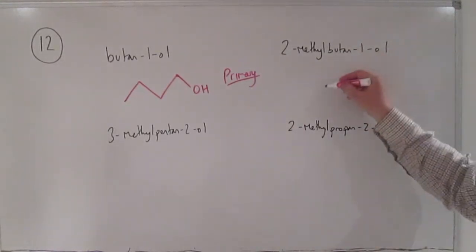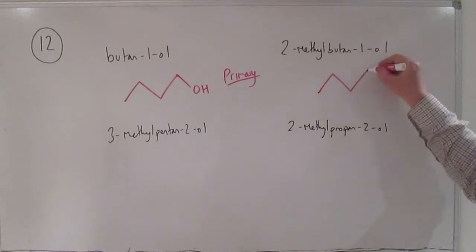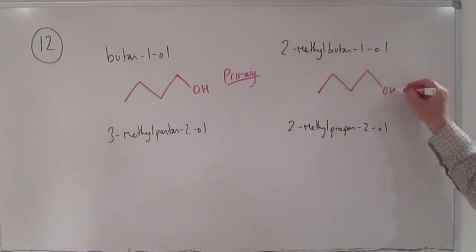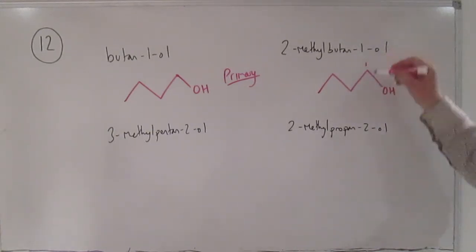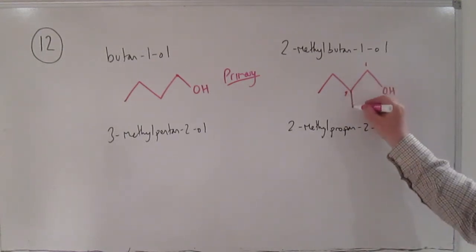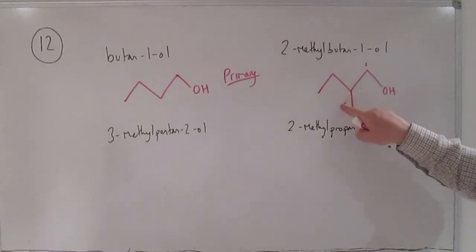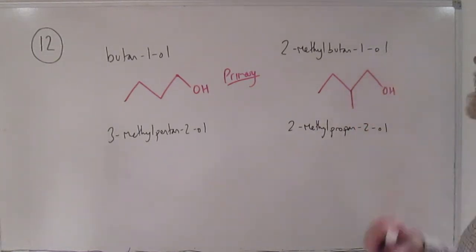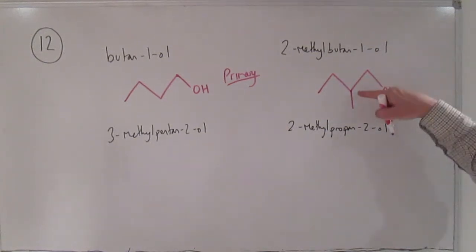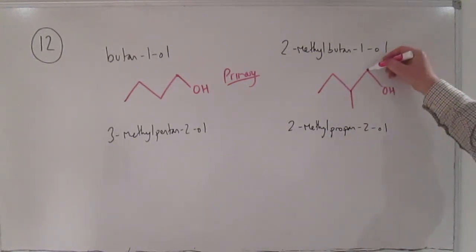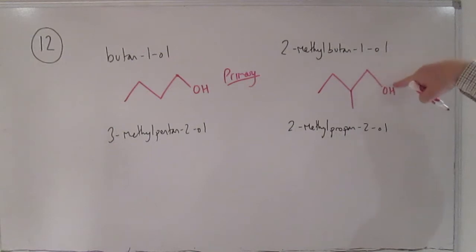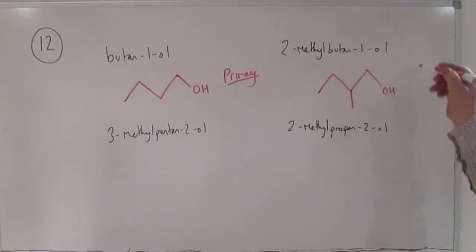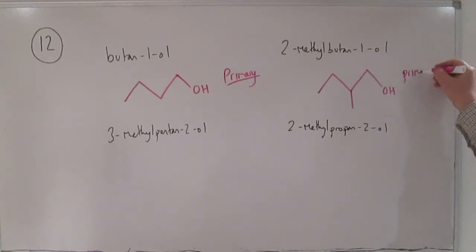2-methylbutan-1-ol. So again, there's our butan-1-ol. So if that's carbon 1, this is carbon 2, and so 2-methyl just means it has a methyl group attached there. So that's our structure. And again, you can see the fact that we've put that methyl group there makes no difference, because the carbon that has the OH still only has one other carbon attached, and therefore again that's a primary alcohol.